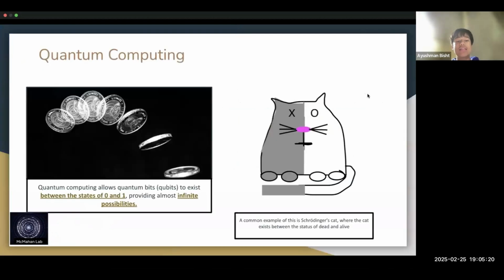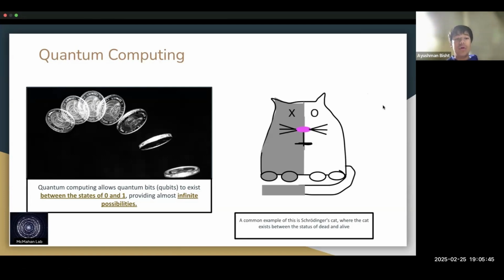Quantum computing is a section of computing that combines quantum mechanics with classical computing, employing phenomena such as superposition and entanglement. If classical computing is like flipping a coin, quantum computing is allowing that coin to exist between the states of just heads and tails, revealing almost infinite possibility.